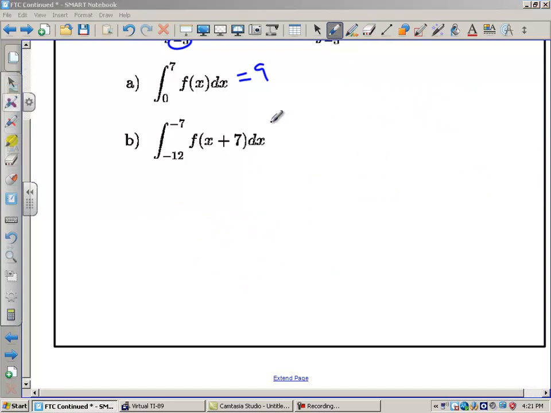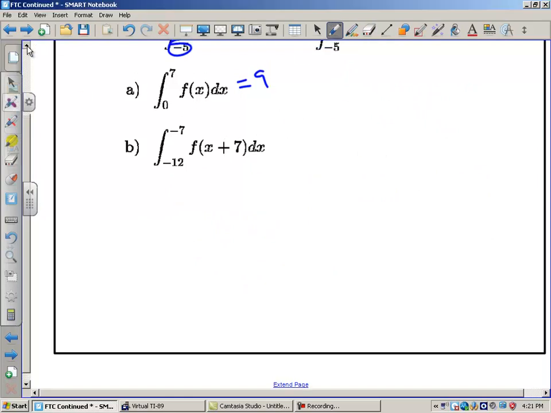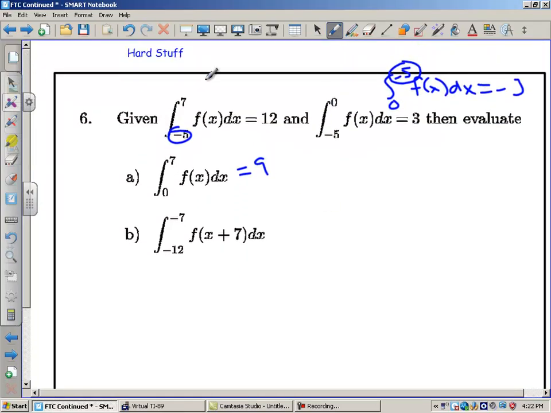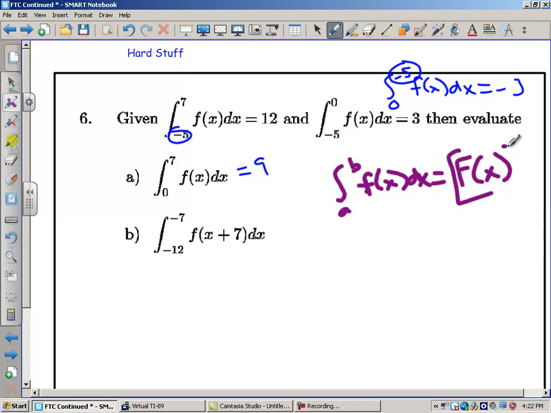Go to purple. All right, so here I've got to do the integral from -12 to -7, and I've got this f of x plus 7, and I don't even see the f of x plus 7 up here. There's not even a 12 up here. What am I going to do? Well, you can just start by remembering that the integral from a to b of f of x dx is capital F of x, whatever the antiderivative is, evaluated between a and b. That's a big, long evaluate.